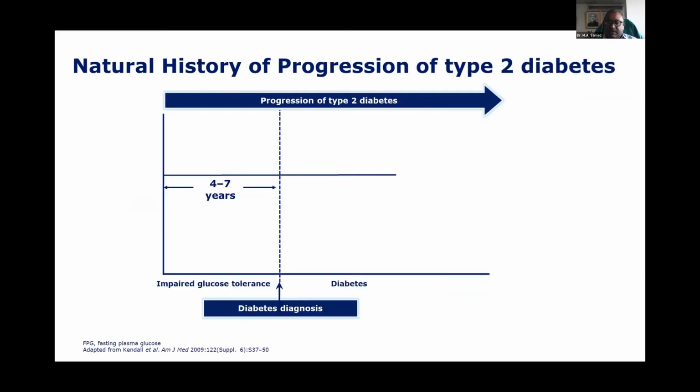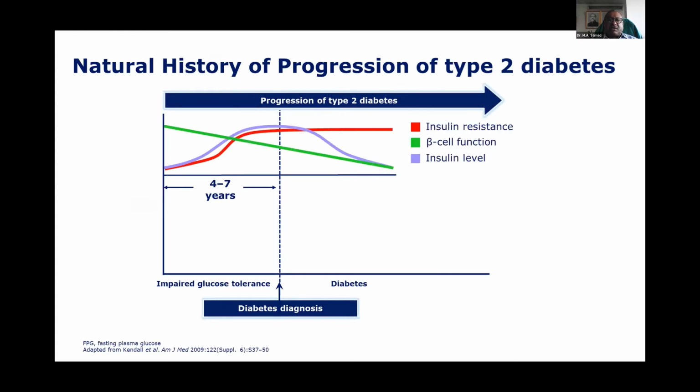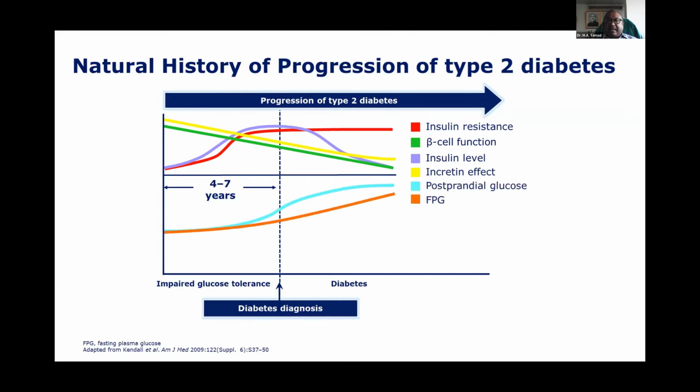This is a very common slide, but I have to show it. A person, before developing diabetes, spends a considerable time having IGT. And after 4 to 7 years, as it is a progressive disorder, insulin resistance increases, beta cell function declines, and insulin secretion also declines. And the present interest is the incretin. The incretin secretion also declines. As a result, the person becomes full-blown diabetic, and both fasting and postprandial glucose shoot up.